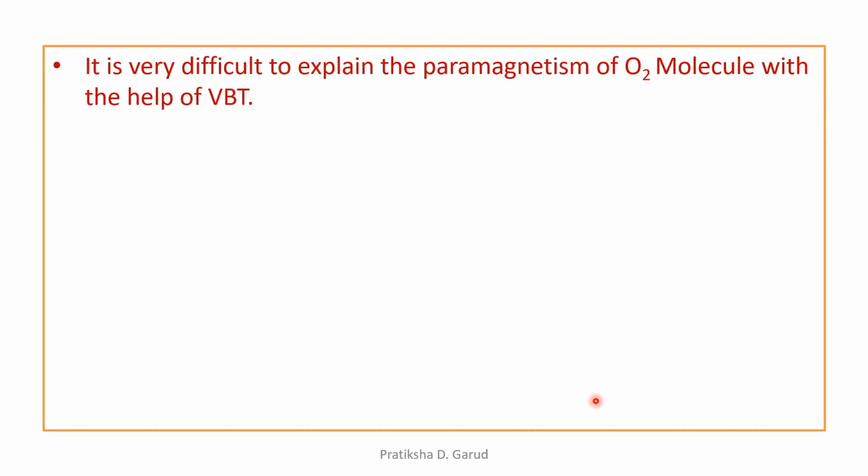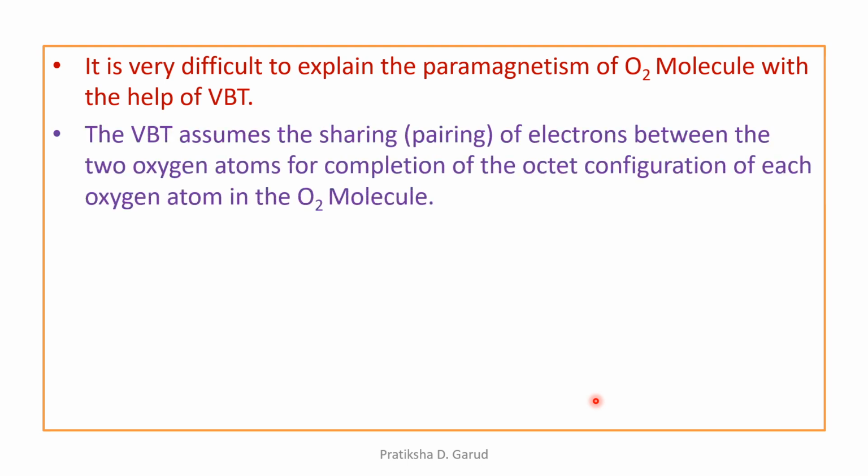But it is very difficult to explain the paramagnetism of the O2 molecule by using the valence bond theory. Here we have to compare the MOT, the molecular orbital theory, with the valence bond theory. So what is this valence bond theory? Valence bond theory assumes the sharing, or pairing, of electrons between the two oxygen atoms. And when there is a pairing of electrons between two oxygen atoms, there will be completion of the octet of each oxygen atom in the oxygen molecule.